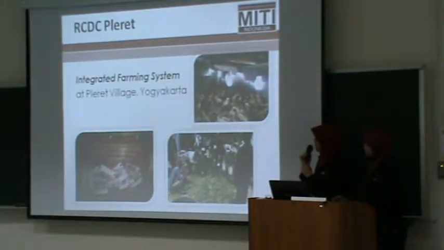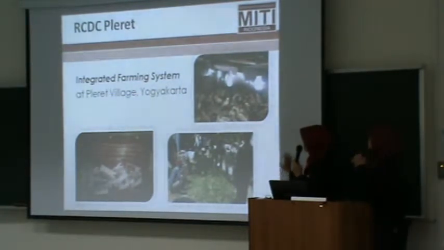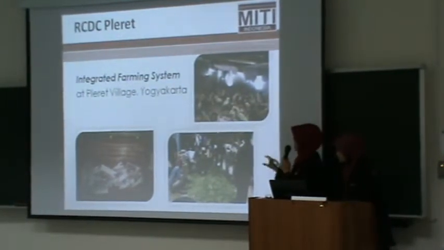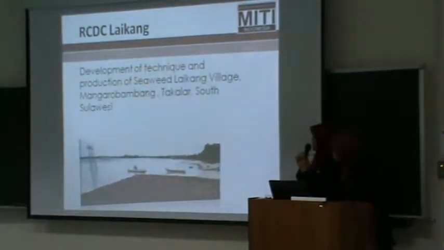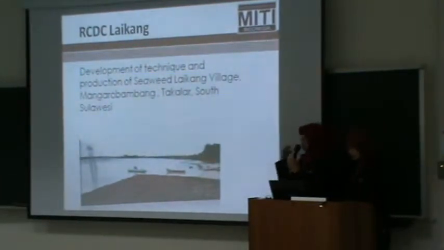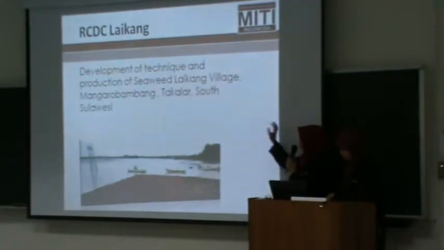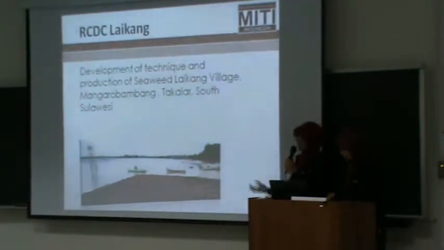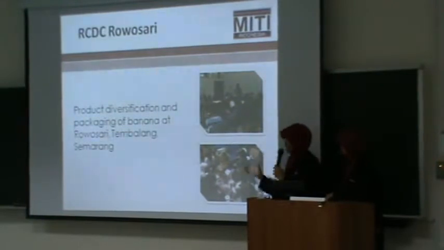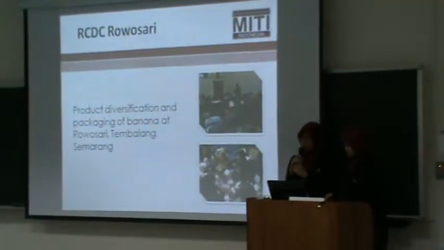This is the program that has been done in RCDC Planet, an integrated farming system in Planet, Yogyakarta. Next, in Laikang, they utilize seaweed for many products, with development of seaweed production techniques. And in Rawasari, the program is product diversification and packaging of banana, empowering the community with training in production and packaging of banana.